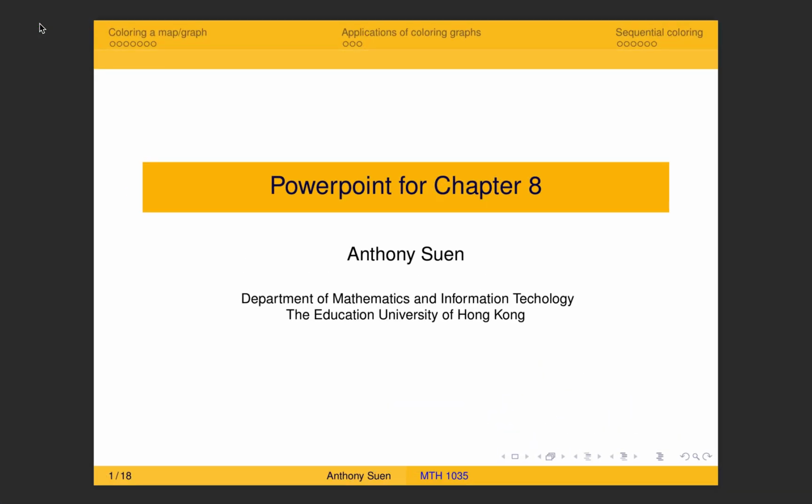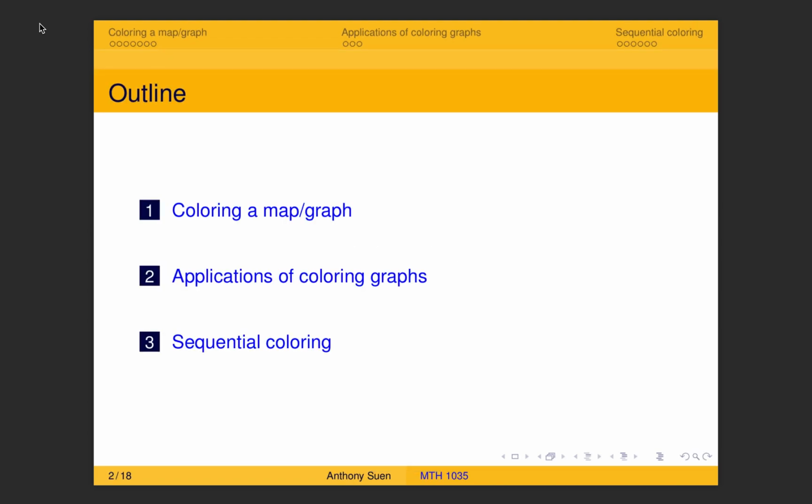So this is chapter 8, and the purpose for this chapter is about coloring a map. Actually we have 3 different topics. The first one is I will tell you what the meaning of coloring a map is and how it relates to a graph. We can transform the problem into a graph theory problem, and coloring a map is nothing but just coloring a graph. So you will see it.